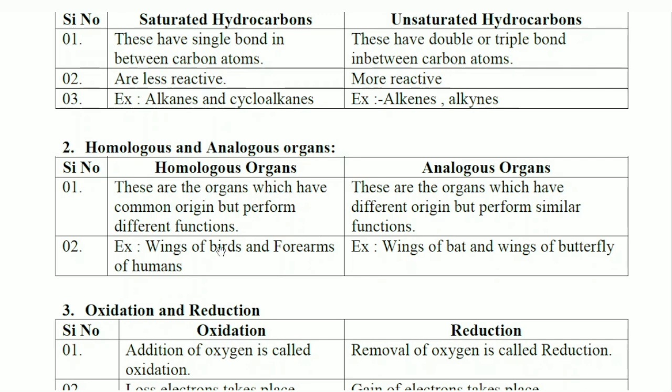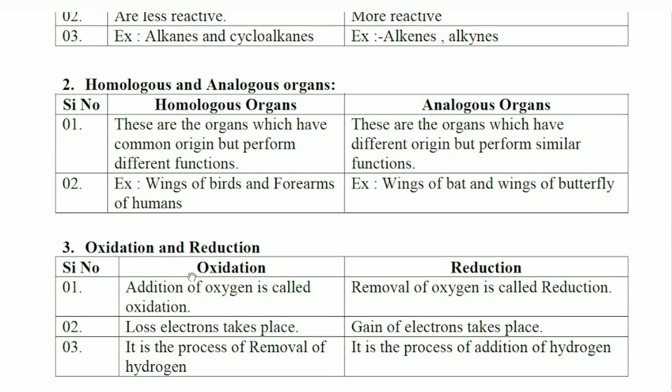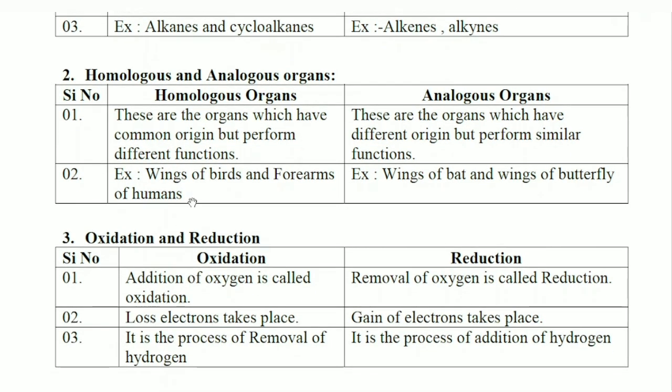Example, wings of a bat and wings of a butterfly. See, their origin is different, but they perform similar functions. They will fly, these will also fly. And homologous organs means wings of birds and forearms of humans. These have a common origin but they are doing different functions. So like that, two points are enough.